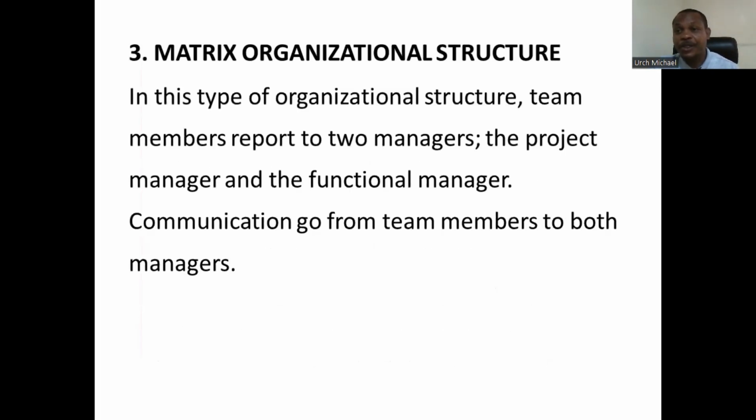In this type of organizational structure, team members report to two managers, the project manager and the functional manager. So communication goes from team members to both managers. It's unlike the functional structure, where communication has to go from team member to the head of the department, or the project structure, where it has to go from team member to the project manager. But in this case, communication will go from the team member to either the functional manager or the project manager.